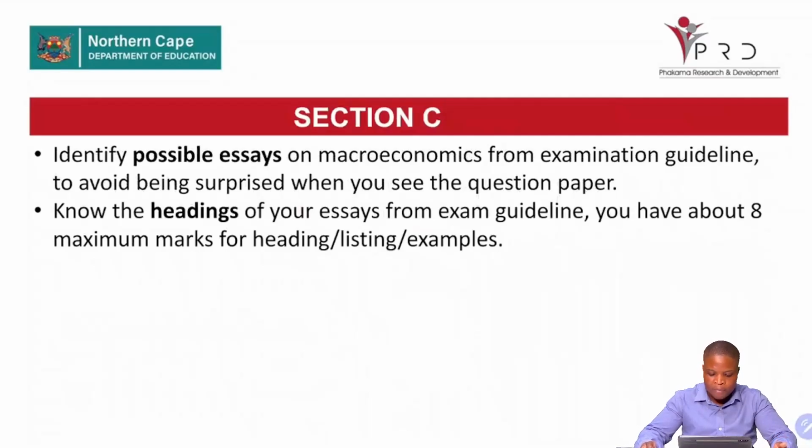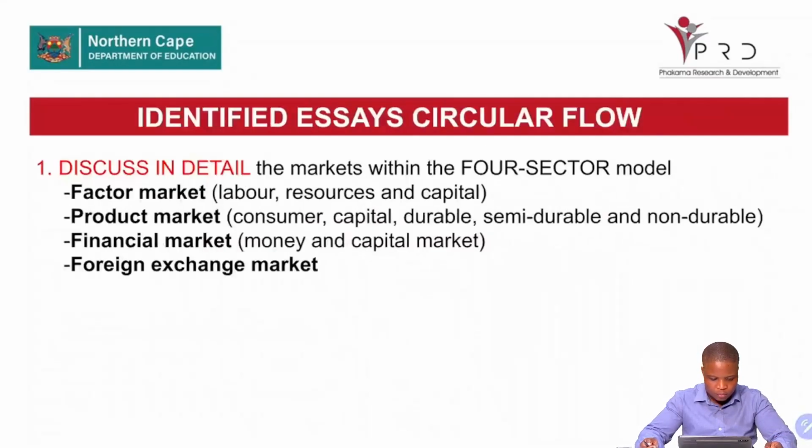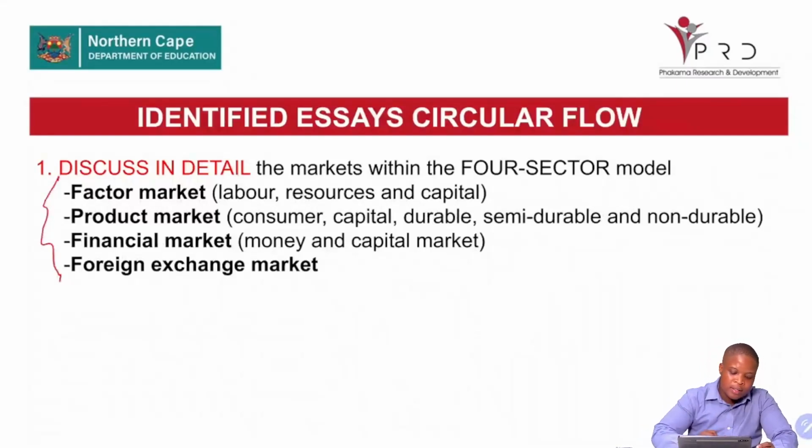So if you have mastered essays on macroeconomics, you know, for circular flow, you have 4 headings, which is your factor market, financial market, foreign exchange market, and product market. By just writing those headings, already you are having a mark. Right, so this is the essay that was identified from your examination guideline in circular flow. It says discuss in detail the markets within the 4-sector model. So these are the markets that we'll discuss when we are doing this essay for circular flow.